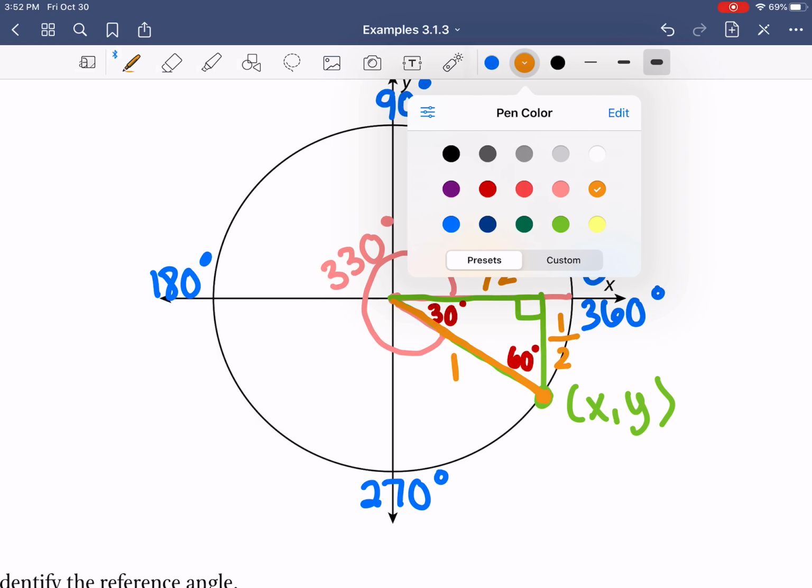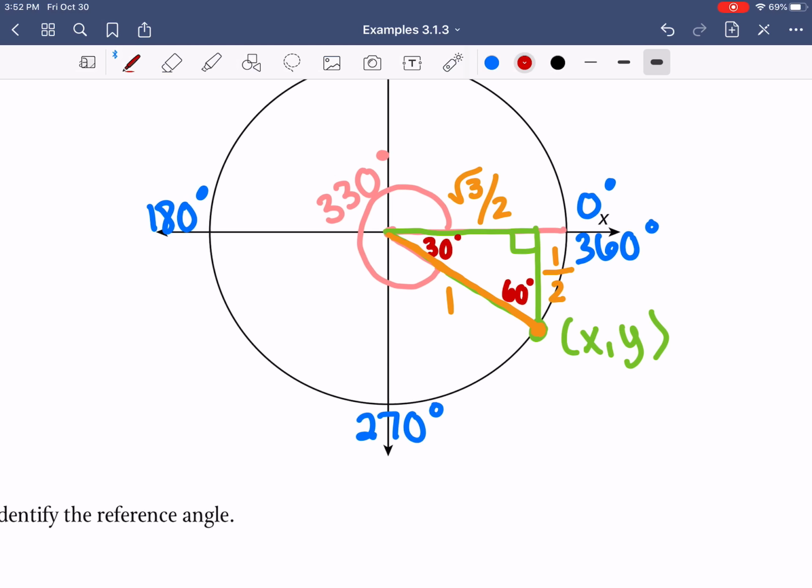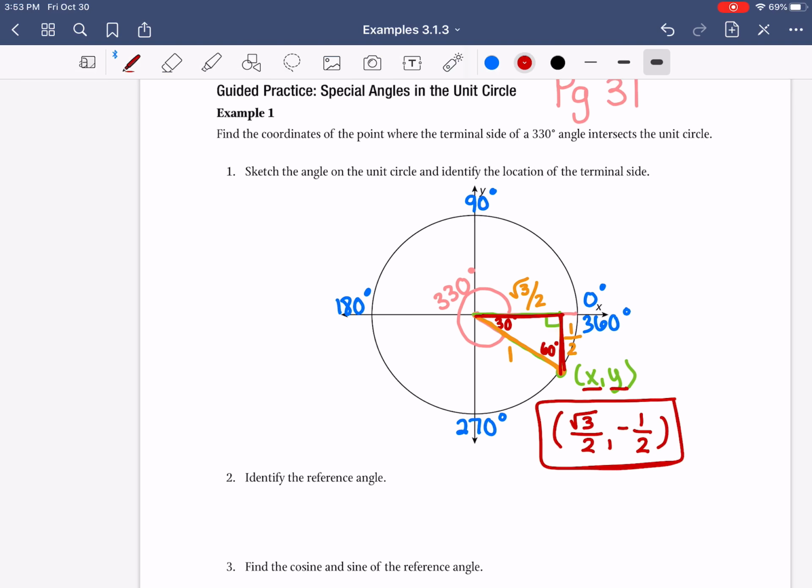All right, the part where it says find the sine and cosine of the reference angle: basically, your x is how much you move left or right, and your y is how much you move up or down. So the two legs of that triangle, not the hypotenuse, are going to be my x and my y. I move square root of 3 over 2 to the right, and then I move down 1/2. Since I move down, my 1/2 is negative, and that is going to be my coordinate pair.